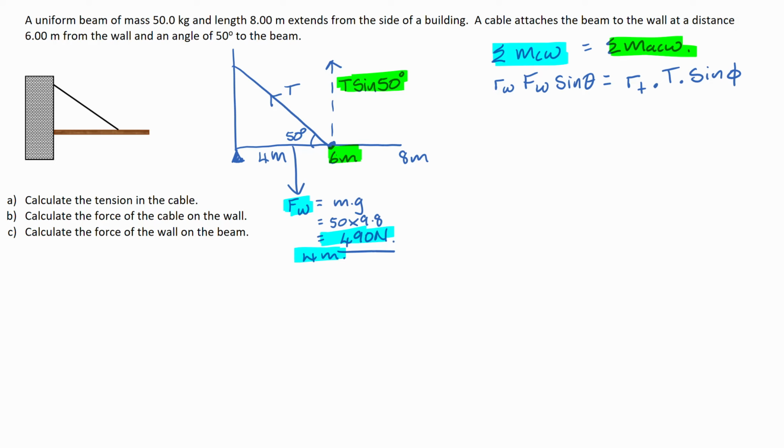So let's put in our numbers. The weight force is 4 meters away. It's 490 and it's sine of 90. You don't have to write that in, but I'm going to do it for completeness. For the tension, it is 6 meters away from the pivot. I'm looking for the tension and I've got sine of 50 degrees. So we can pop that through our calculator, but let me rearrange it for you so you can see where those numbers are coming from.